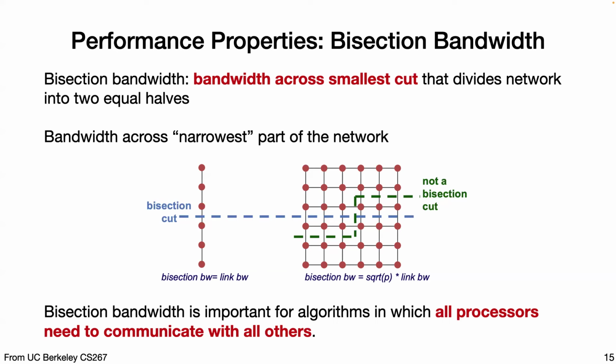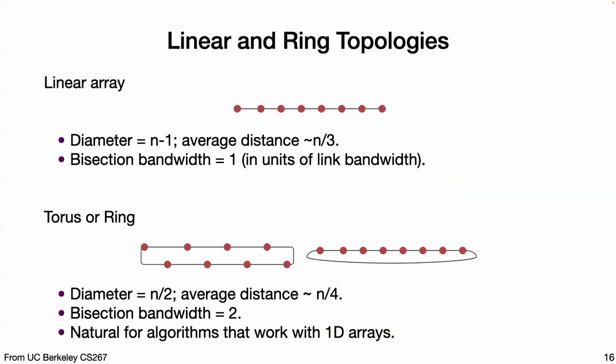It may be convenient in algorithms to think of, for example, if you're doing matrix algorithms, arranging your processors logically into a 2D grid, even if that's not necessarily how the underlying hardware implements it. Does that make sense? Thank you. Questions? Cool. Okay, so we can move on.